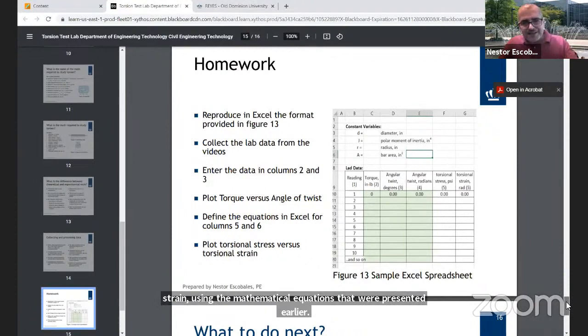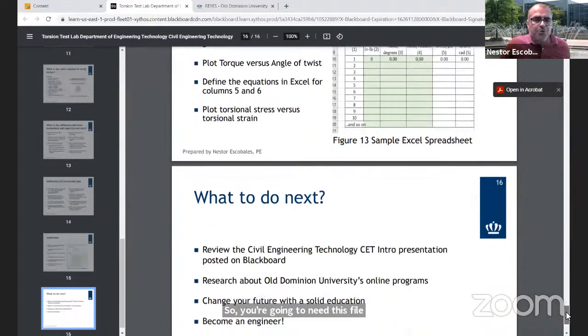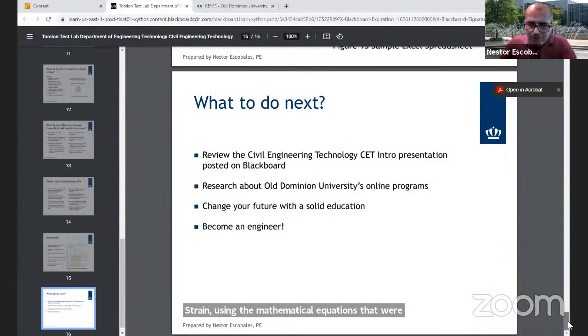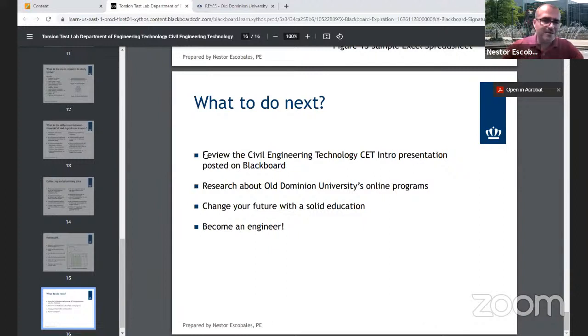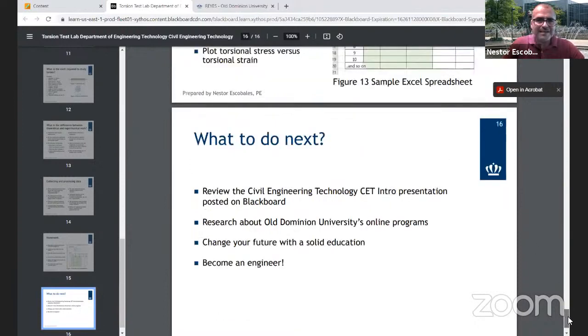You're going to need this file to do the homework. There is a challenge in here because I'm not really providing examples. Many of us say, well, I want to see a numerical example. I'm going to let you loose with the information, and you'll be able to watch the videos and work the assignment.